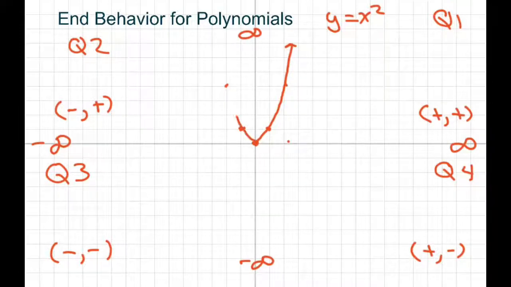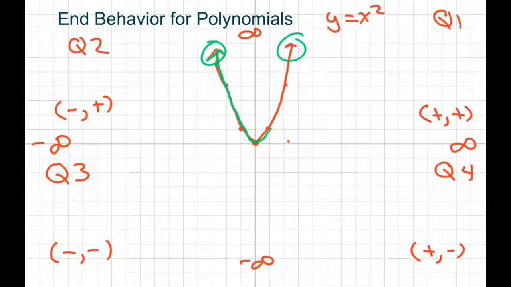And when you're talking about end behavior, you're talking about reading the graph from left to right. Where are we starting? What quadrant are we starting in? And what quadrant are we ending in? So I'm starting in quadrant 2. I'm ending in quadrant 1.